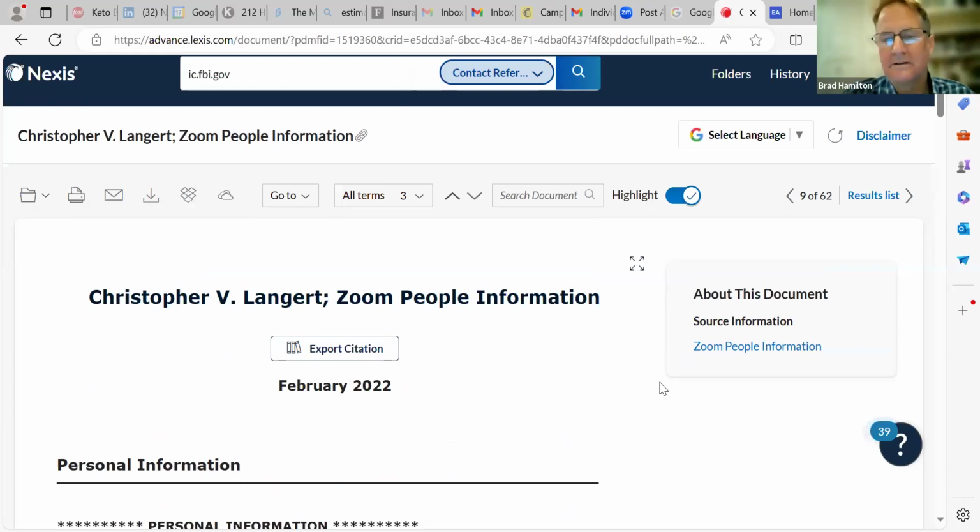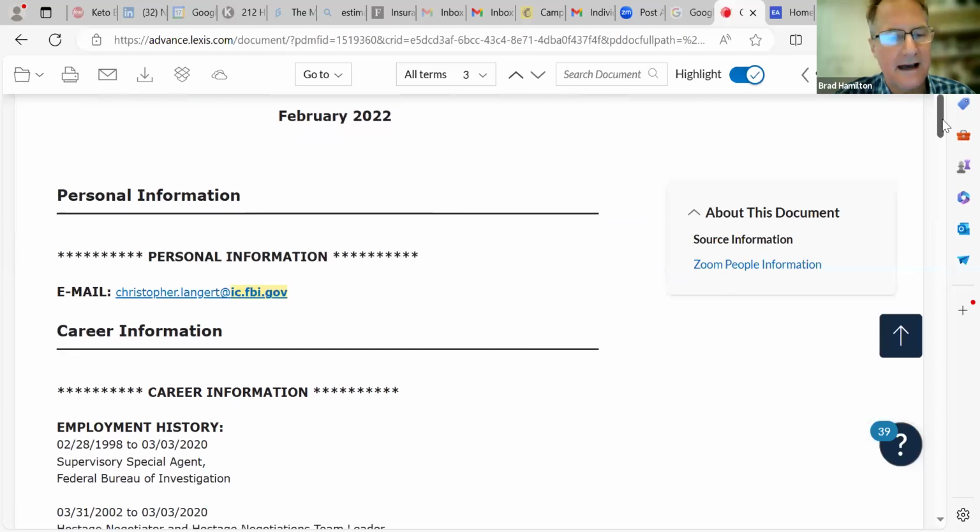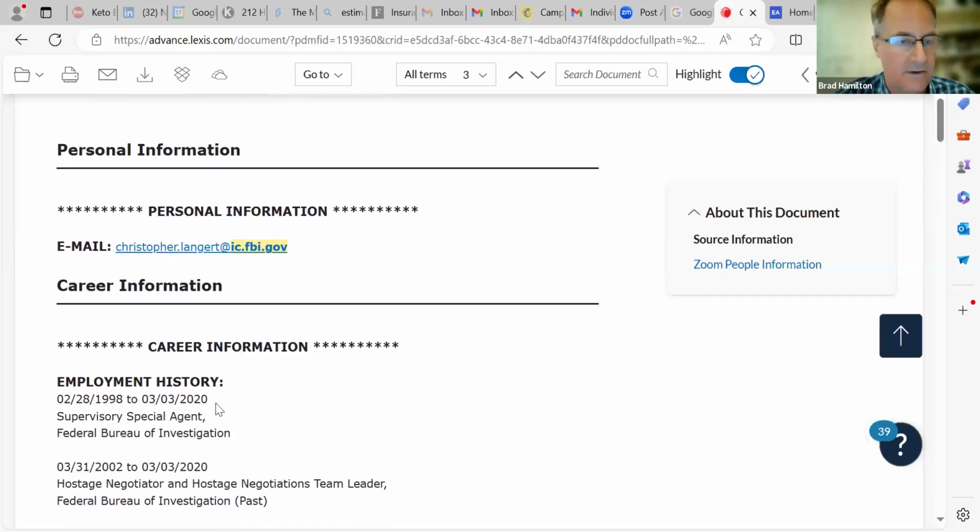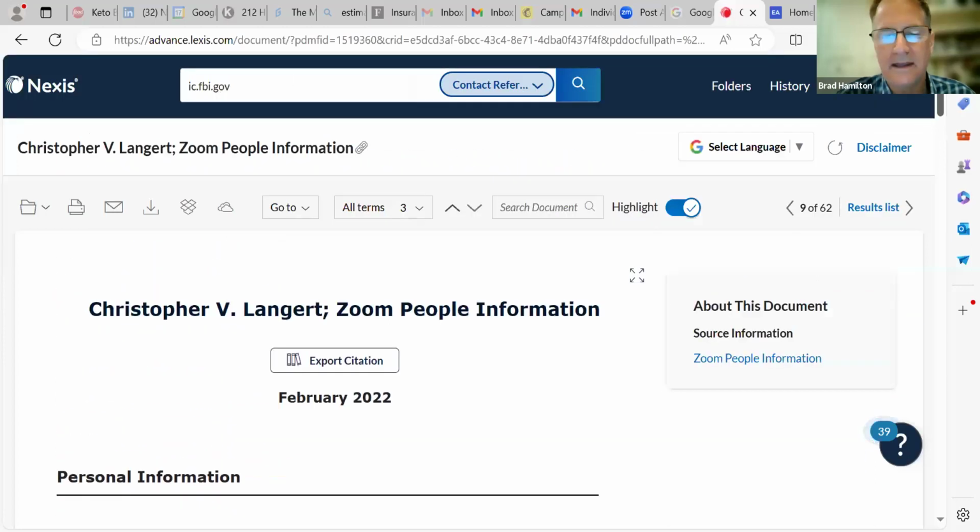So here's a little question. How would you find this guy now, since it looks like, at least according to this, that he retired, left the Bureau in 2020, which actually could be helpful because now he doesn't work for the FBI anymore. Well, how would you do it? Well, you would go back to the biographies page. You would select contact references, and you would just type in this guy Christopher Langer without the at ic.fbi.gov.